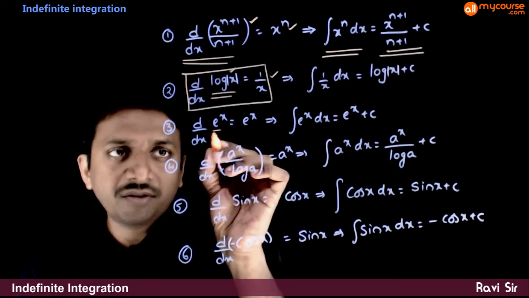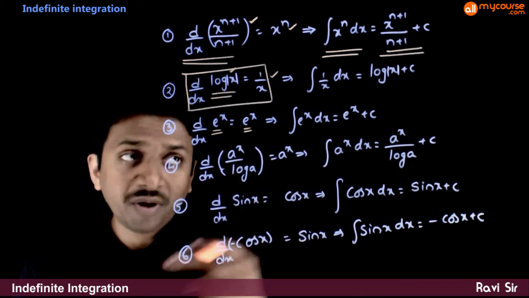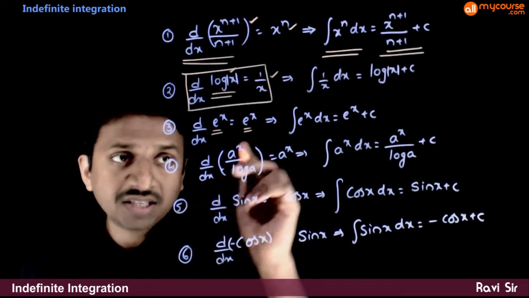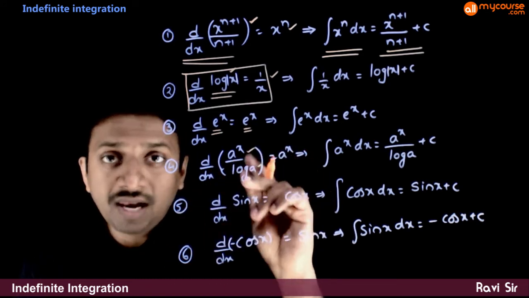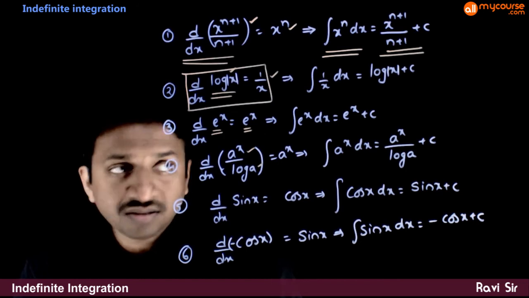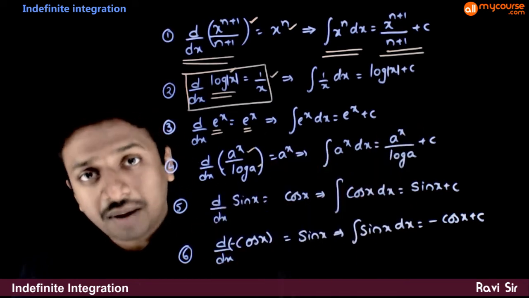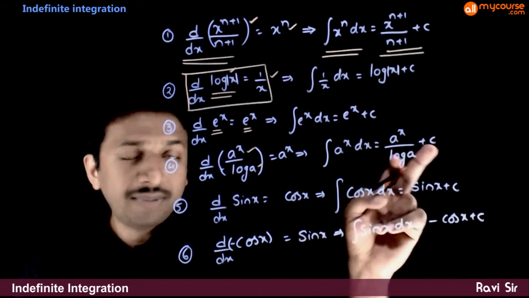And d by dx of e power x is again e power x. So integration of e power x dx is e power x. d by dx of a power x by log a is a power x. So integration of a power x dx is a power x by log a plus c.